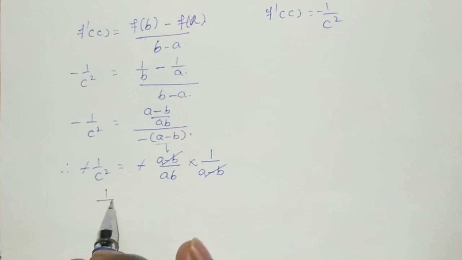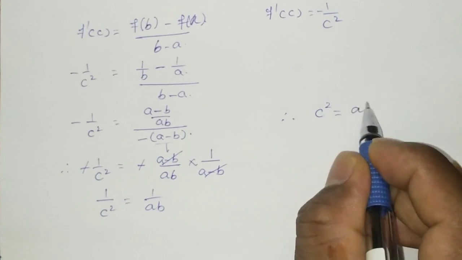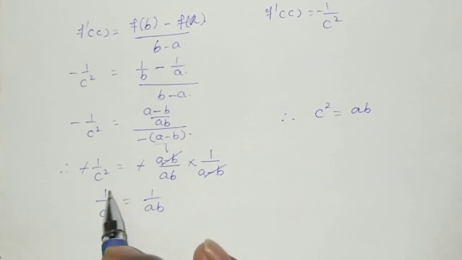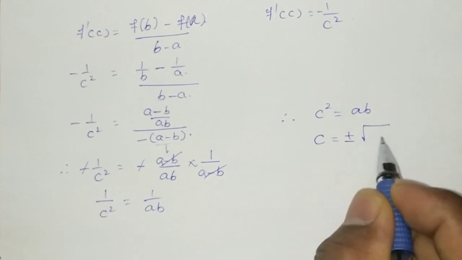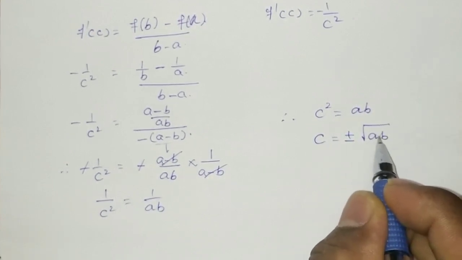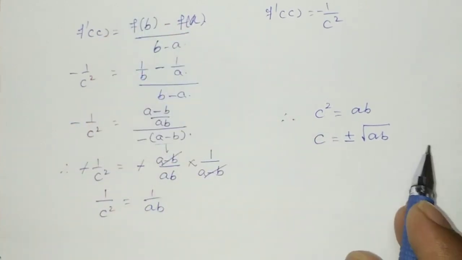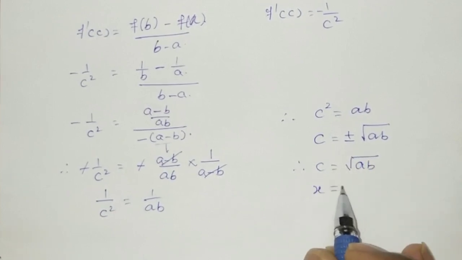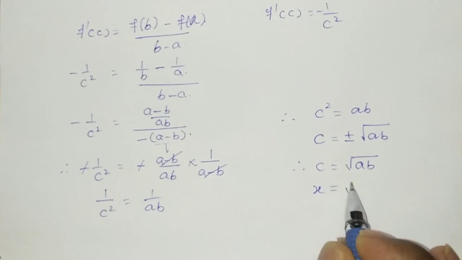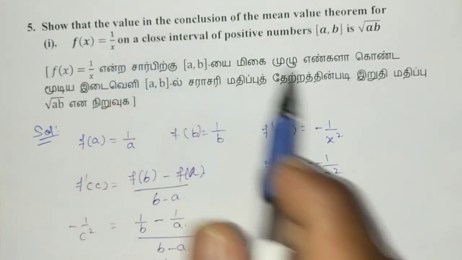Now look here, 1 by c square is equal to 1 by ab. Therefore, cross multiplying, c square is equal to ab. Taking the reciprocal on both sides, 1 by c square is 1 by ab, so c square is equal to ab. Then c equal to plus or minus root of ab. The given interval is a positive interval, so we should not consider the negative. Therefore c equal to plus root of ab only. We used c in place of x, so root of ab is the value in the range.